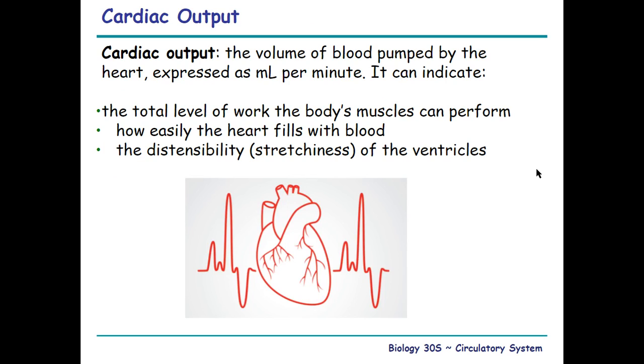Cardiac output. So the volume of blood pumped by the heart is expressed as milliliters per minute. It can indicate the total level of work the body's muscles can perform, how easily the heart fills with blood, and the distensibility or stretchiness of the ventricles.